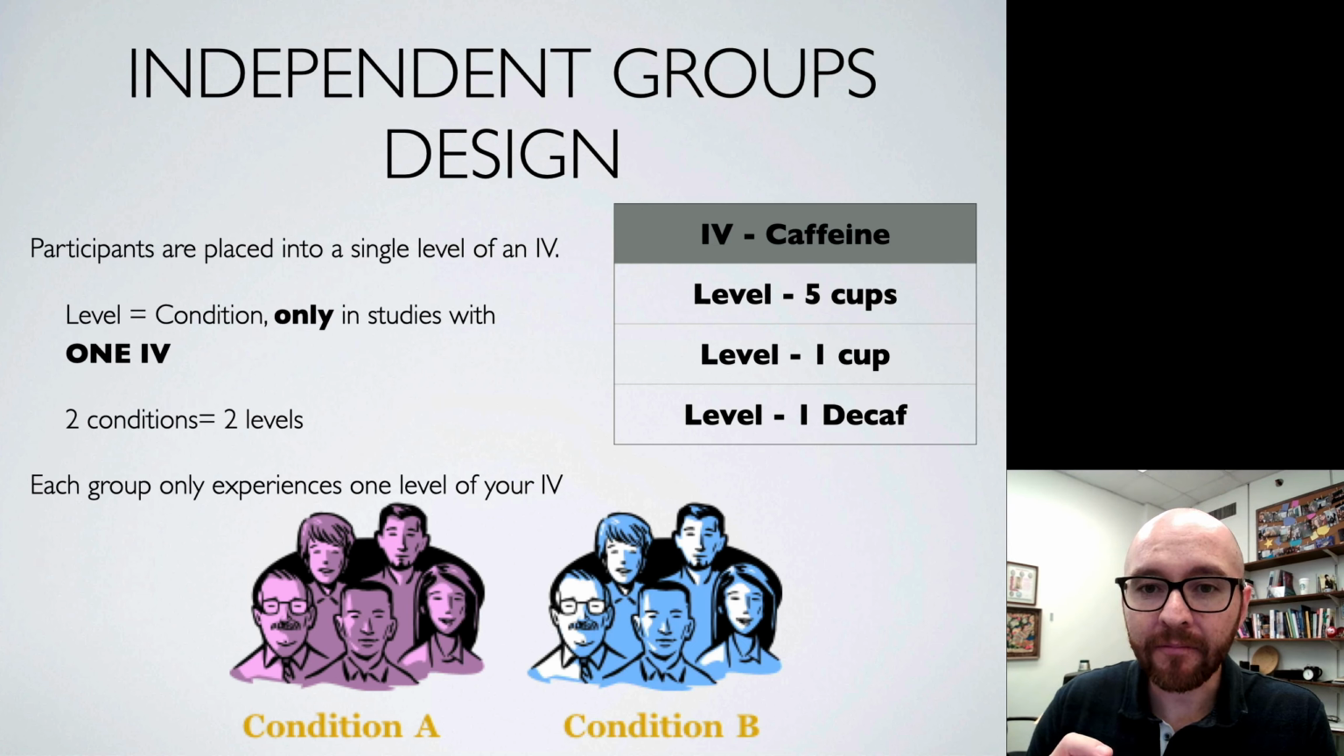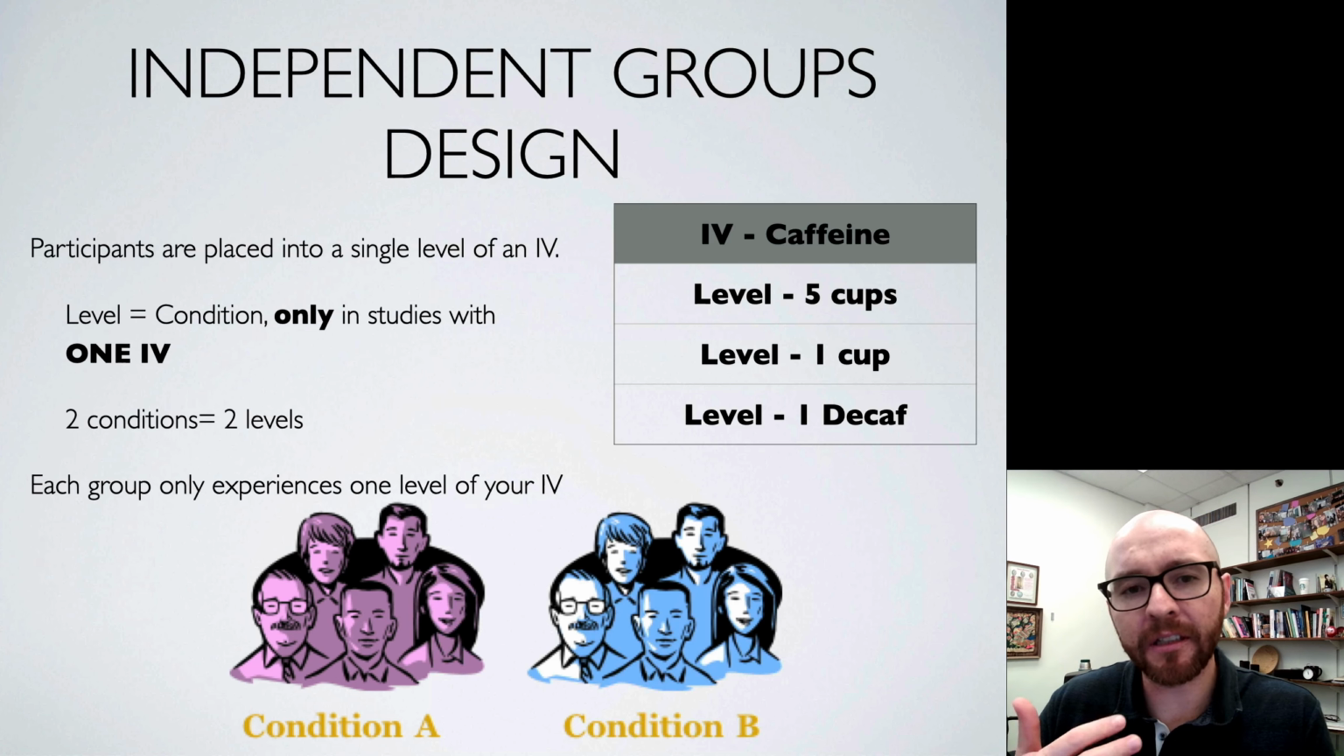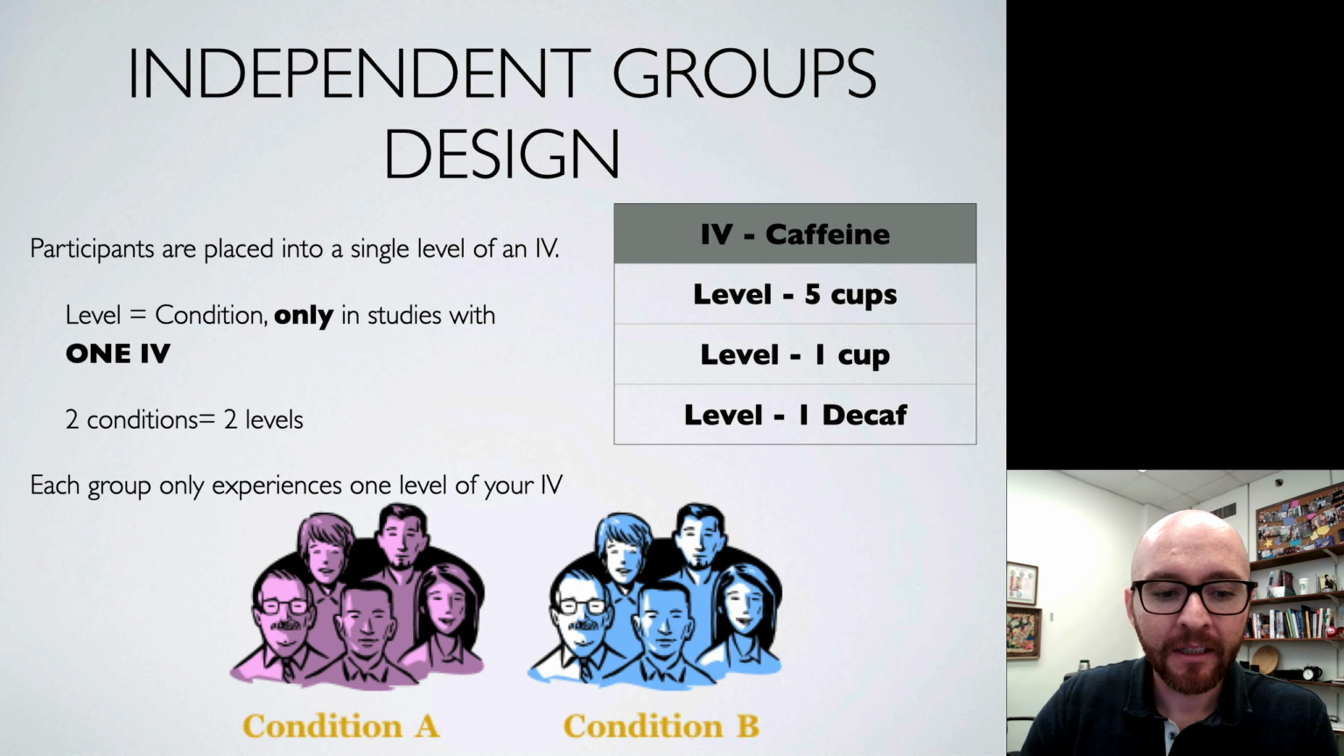Another thing to note, in your book, they use things like group 1, group 2, condition A, condition B. This is referring to the different conditions in the study consistently. So for example, if I only have a caffeine and decaf level for my IV of caffeine, condition A might be caffeine, condition B might be decaf. So that's what these conditions are referring to. They're referring to the conditions in the experiment, and they use A and B as placeholders.